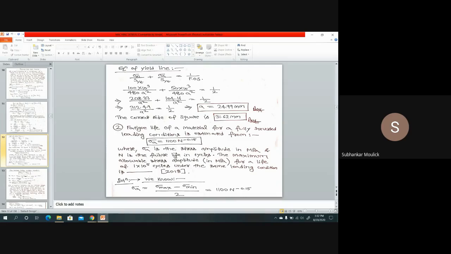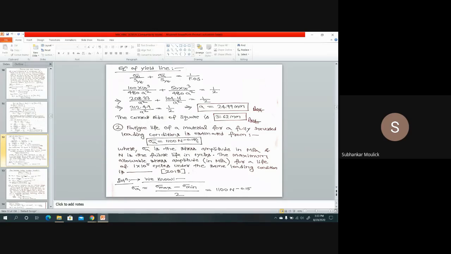That means n is given to you. This n is nothing but 10 to the power 5 cycles. You need to find out the value of sigma max. How can you find it? We know that the amplitude stress sigma A is half times of sigma max minus sigma mean. So sigma max minus sigma mean by 2 is nothing but 1100 into n to the power minus 0.15. Is it clear?